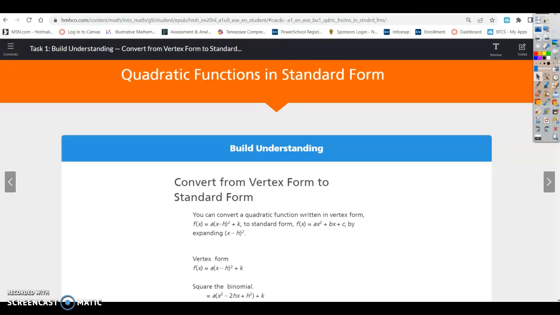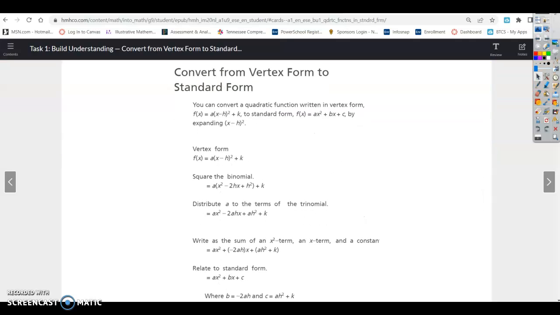Lesson 19.2, Task 1, Quadratic Functions in Standard Form. All right, convert from vertex form to standard form.